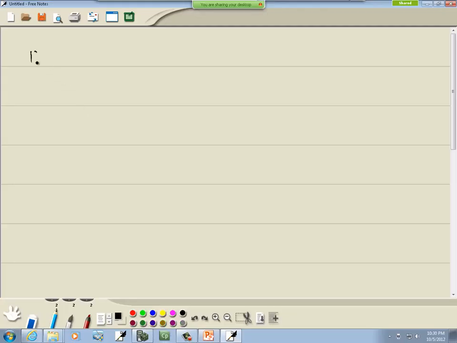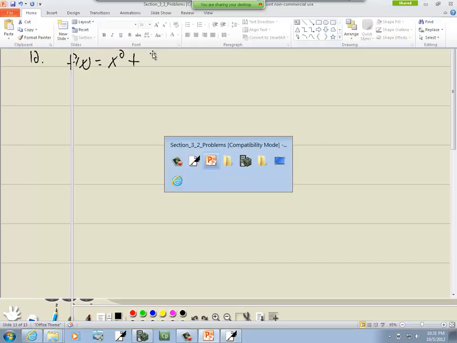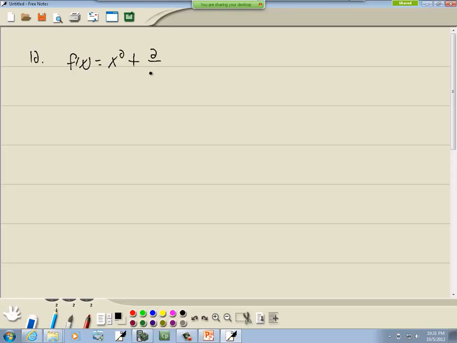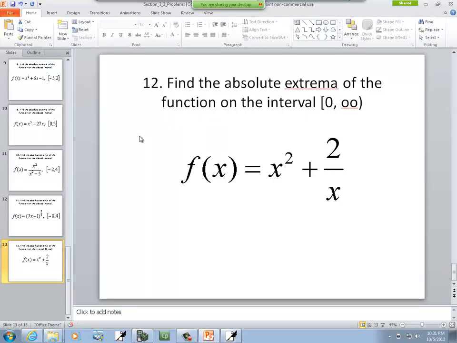Okay. One last one. We got f of x is equal to x squared plus 2 over x. And it says find the absolute extrema. So same instructions, but now we have a beginning, we have a 0, but then it goes to infinity. That I couldn't figure out how to do infinity on the PowerPoint. So we only got one endpoint, the beginning.